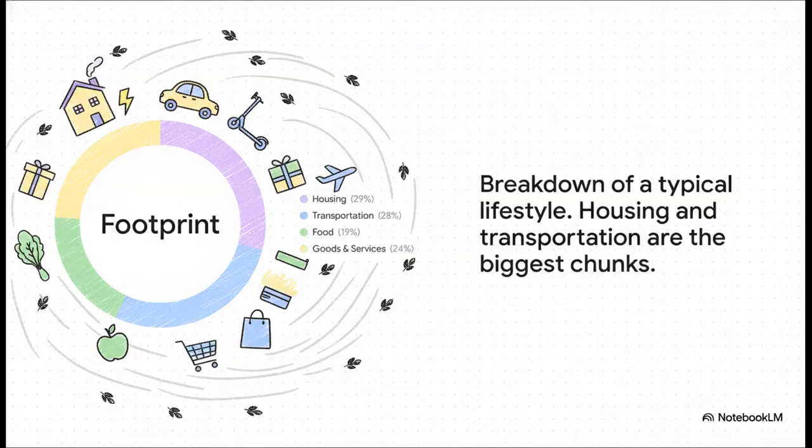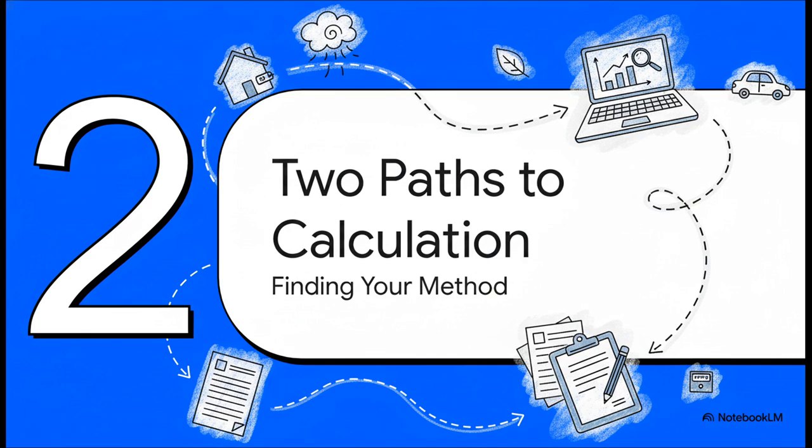And where does all this stuff come from? Well, if you look at a typical footprint, it's really eye-opening. Housing and transportation are the two absolute giants, making up way more than half of the whole pie. That means things like how you heat your home and how you get around often have a bigger impact than pretty much anything else.